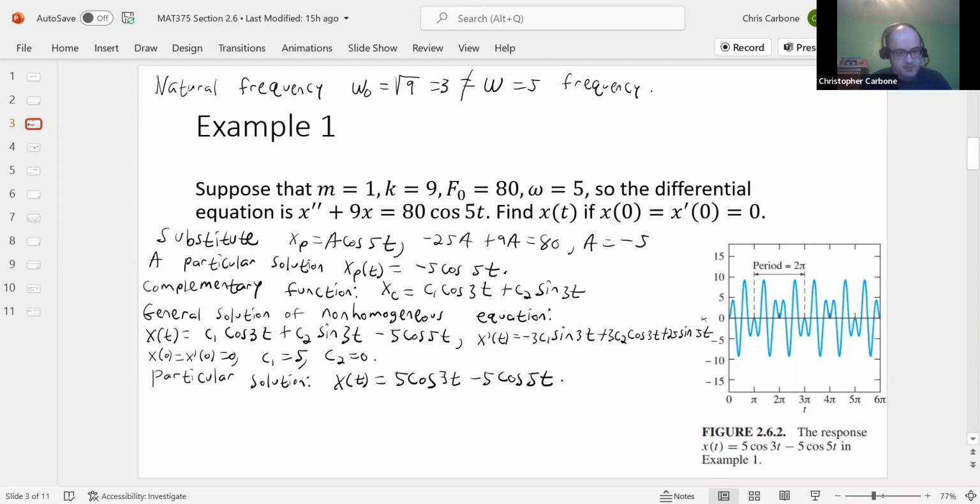And the period for this is 2 pi, which is the least common multiple of 2 pi over 3 and 2 pi over 5 from our cosine terms, which gives us that value of 2 pi.